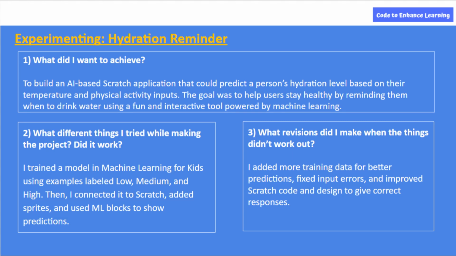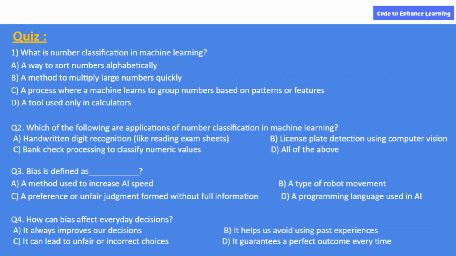Next question is, what revisions did I make when things didn't work out? So the answer would be, I improved the project by adding more training data so that the predictions became more accurate. I also fixed some input errors and adjusted the Scratch code and design to make sure the responses were correct. This whole process is exactly what experimenting is about: trying different approaches, testing results, and step by step improving the project until it works the way we want.